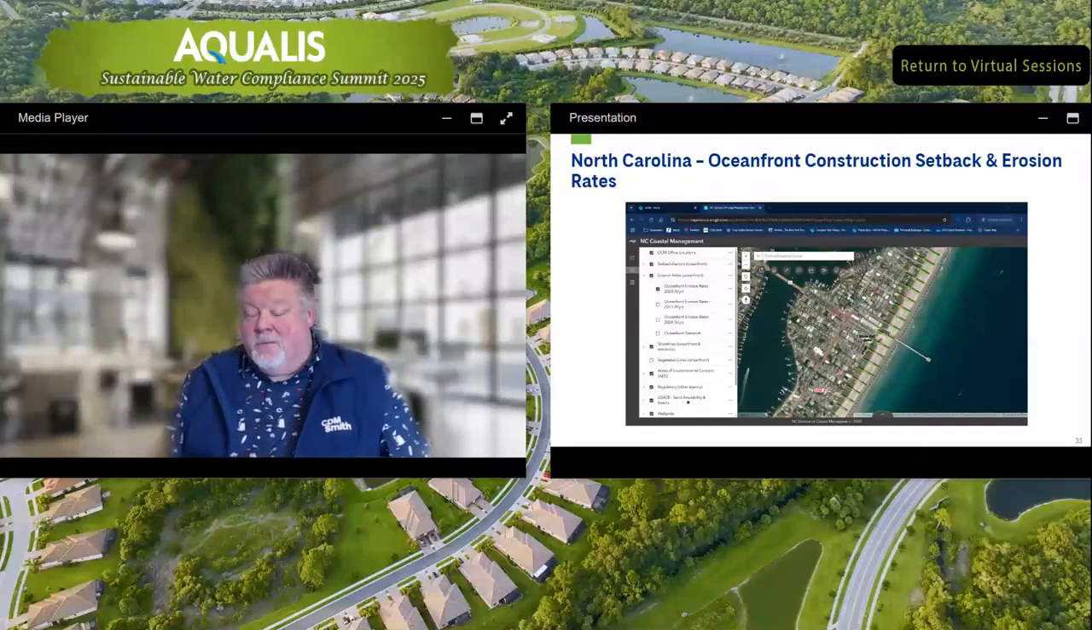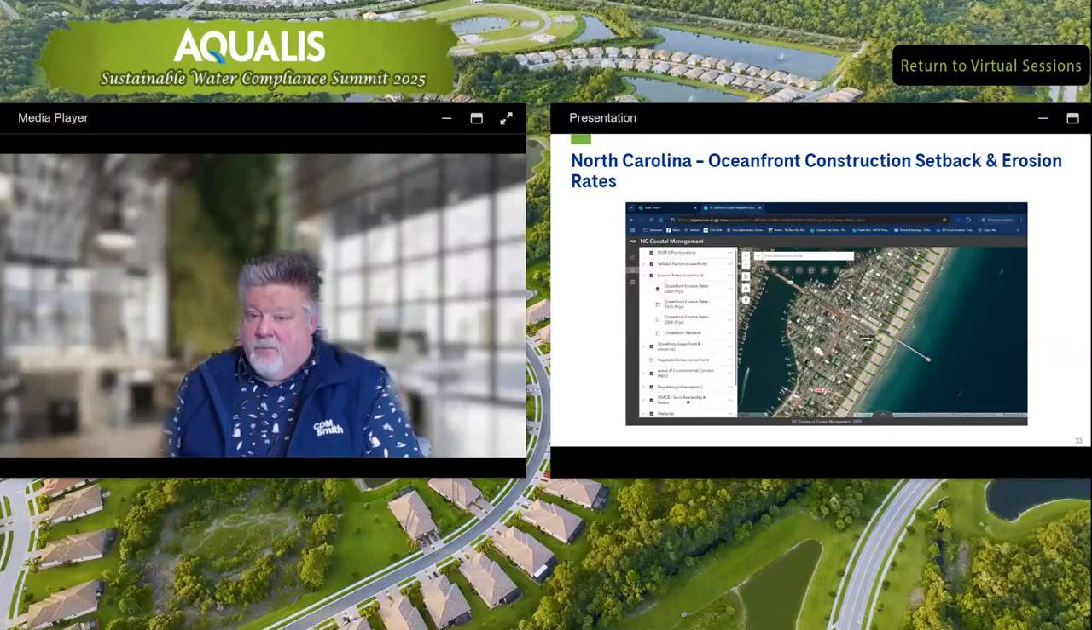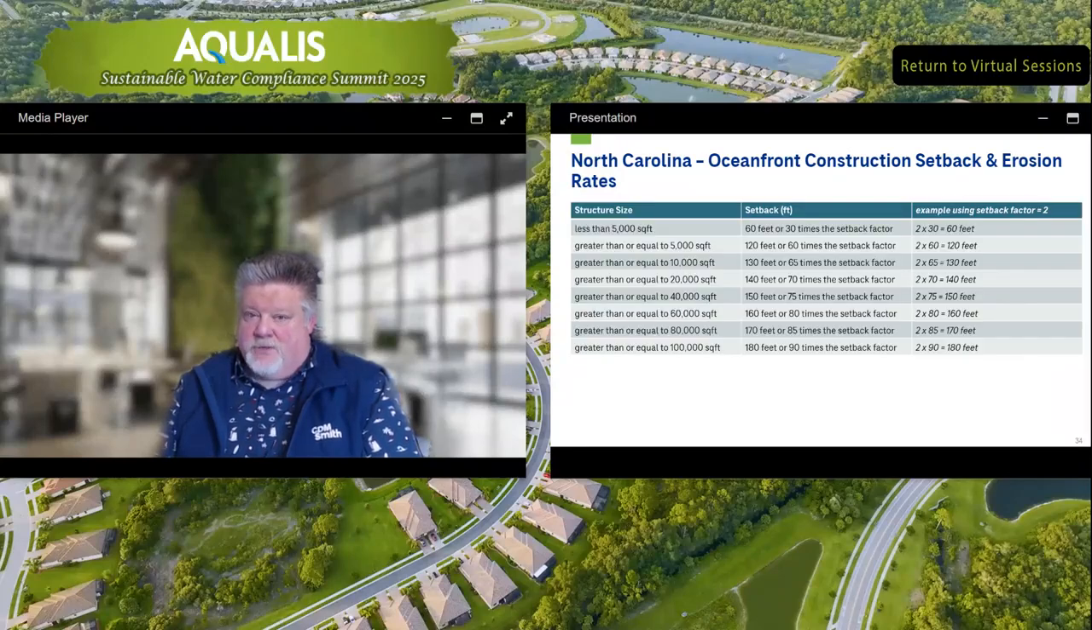Part of that's because Wrightsville has a very healthy established beach nourishment project with the Corps of Engineers. So sediment's being brought in. It's not that you're seeing 2 feet of accretion. It's really just that the beaches are stable because the sand is being brought in on a semi-annual basis through beach renourishments. But the minimum setback factor as set by North Carolina law is a factor of 2. So they've got a table that says if you're going to build a structure less than 5,000 square feet, then your setback is a minimum of 60 or 30 times the setback factor.